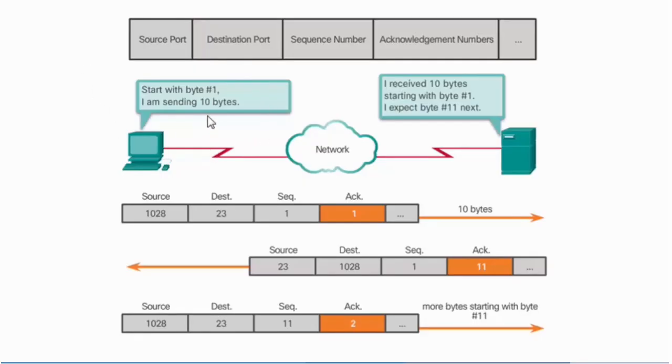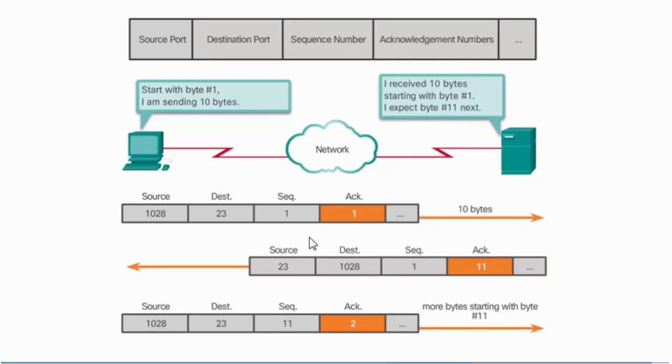So the host is sending 10 bytes, starting with byte number 1. The receiving host, the server here, says, I received 10 bytes, starting with byte number 1. I expect byte 11 next. This is the acknowledgement. The server acknowledges it received the 10 bytes and now is expecting number 11.